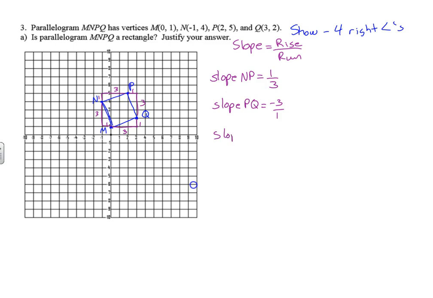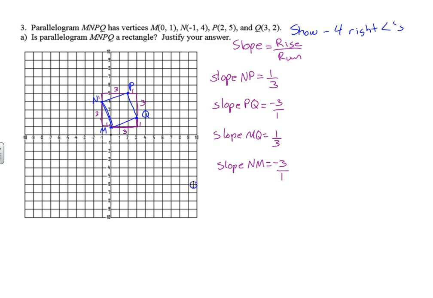The slope of MQ is up 1 over 3. Okay, so rise is going up 1 over here. The run is 3. And then the slope of NM, we're going down 3 to the right 1, so that's negative 3 over 1. Well, look at that. They're all perpendicular to each other. Okay, so how can we say that?